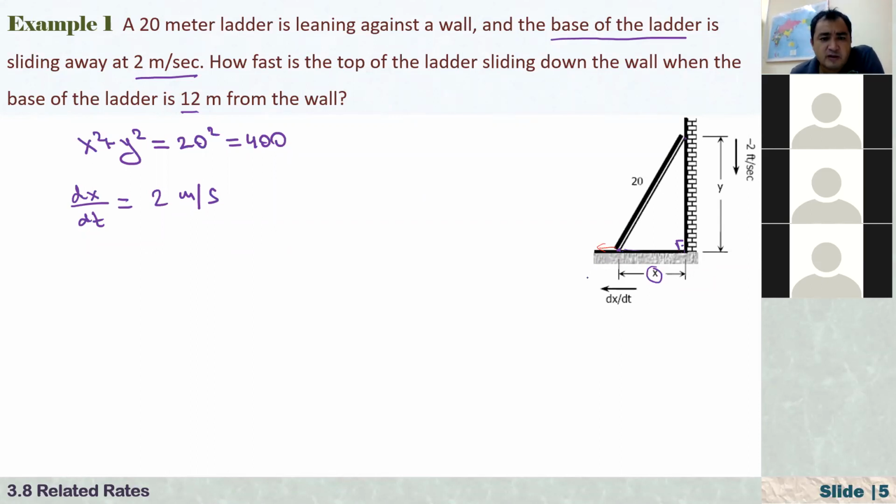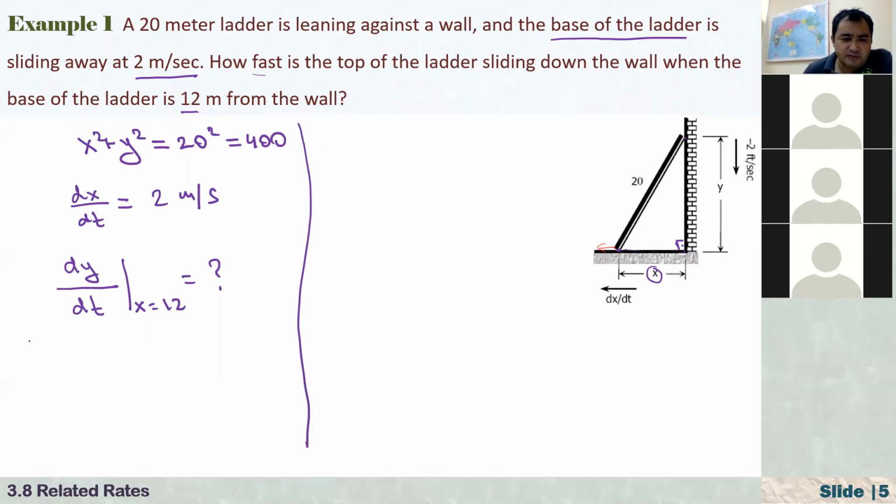Okay. So what is the question here? How fast is the top of the ladder sliding down the wall when the base of the ladder is 12 meters from the wall? So what are we going to try to find here? It says how fast the top of the ladder is sliding down the wall. So that means that we are going to find the rate of change of y with respect to t. And when the base of the ladder is 12 meters from the wall, that means that when x, the distance between the foot of the ladder and the foot of the wall, is 12 meters. So that is what we're going to find here. Okay, so actually, I have just written everything given.